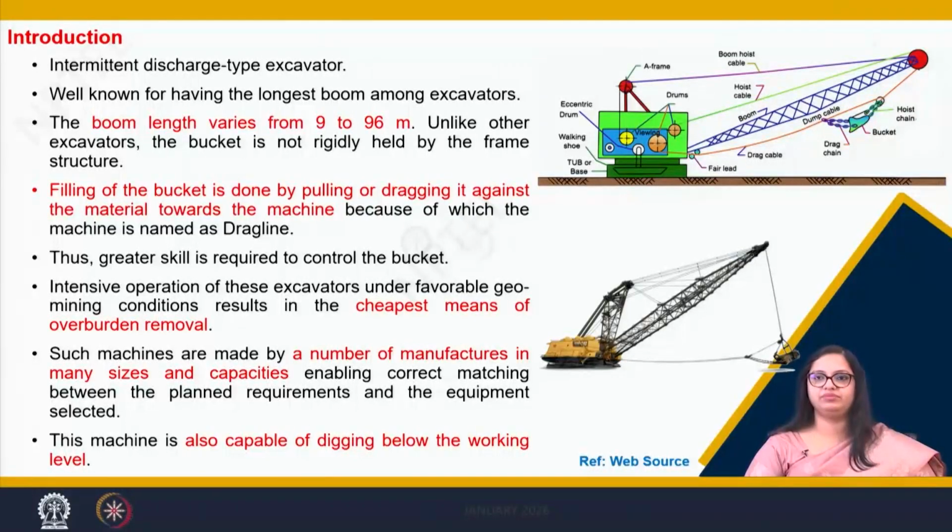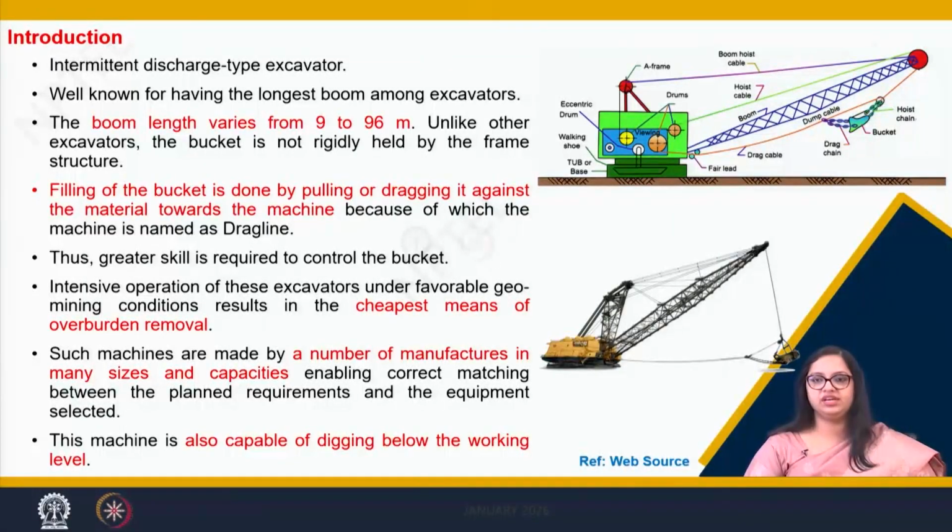Now, as the name tells, the dragline. So, what does it do? This bucket would drag the material into it by using these ropes. You can see there are multiple ropes which I will be discussing in details, and it fills the material and dumps it. So, that is how the name of this machine came as dragline.